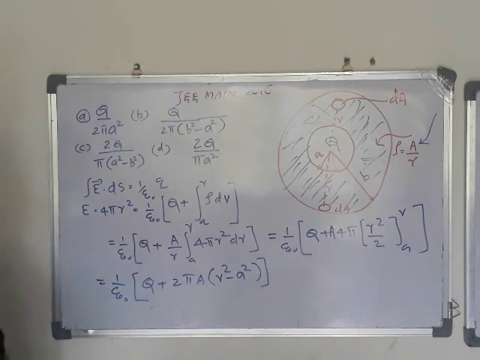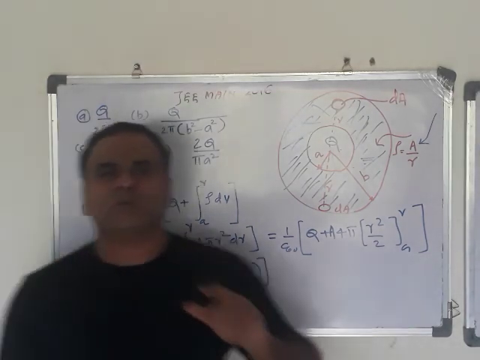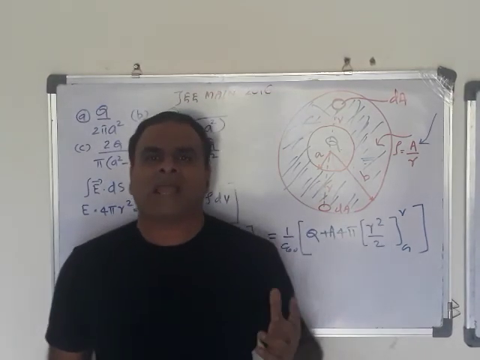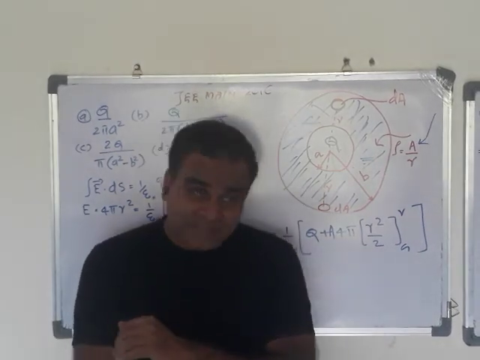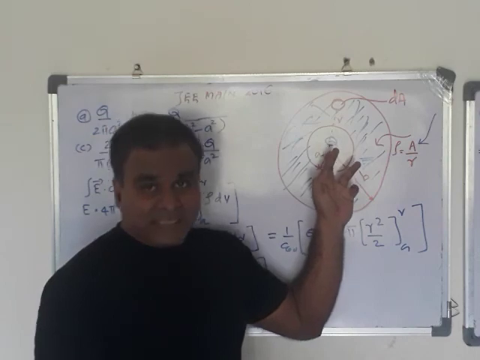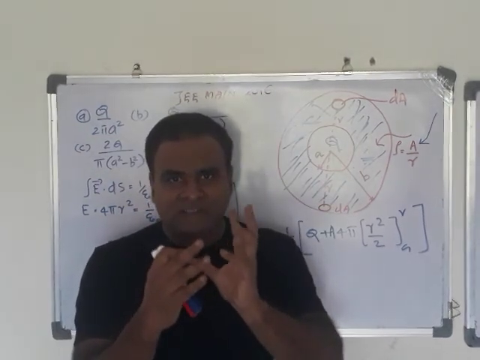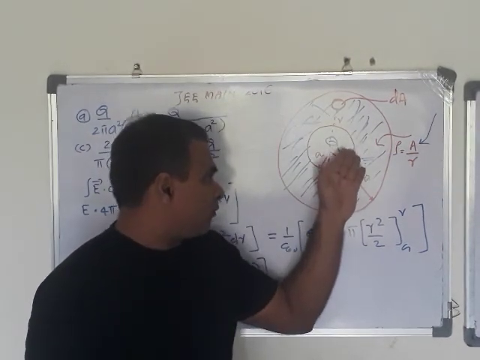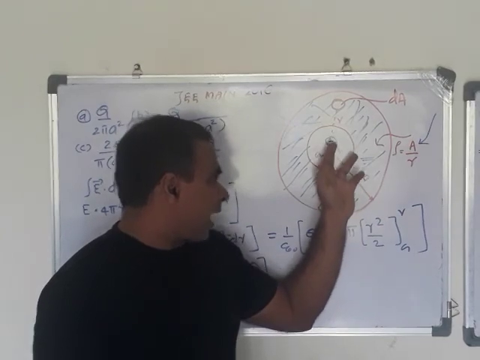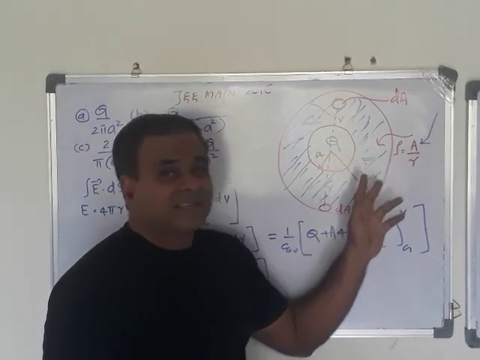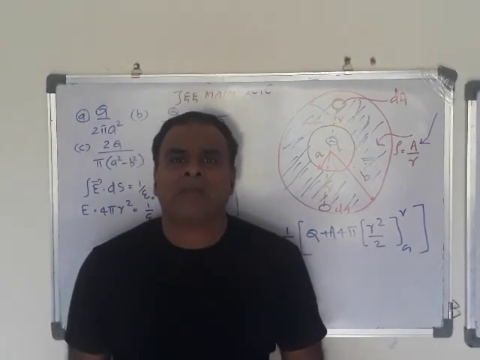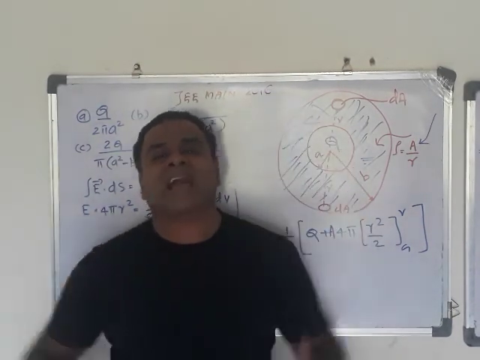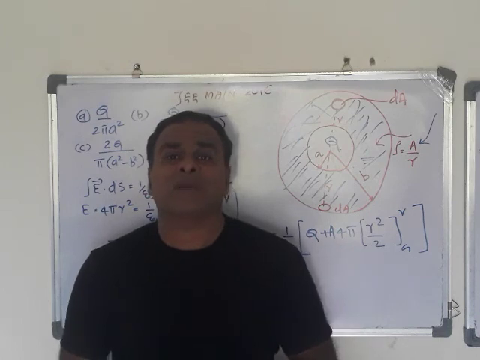What is q here? So q has two components. I can tell q is the sum of two aspects. One is the charge located at the center, capital Q. When you are considering this area, capital Q, plus, due to this area having a volume charge density, we have to consider the amount of charge.